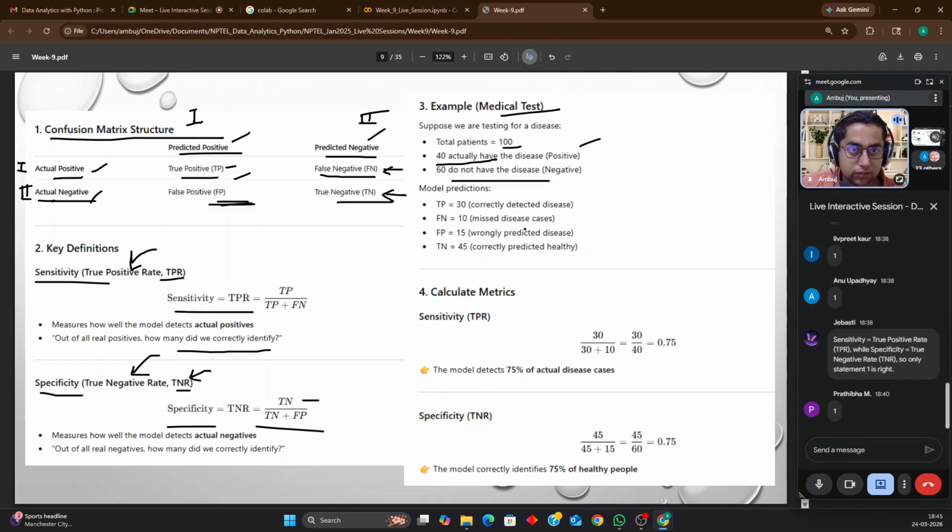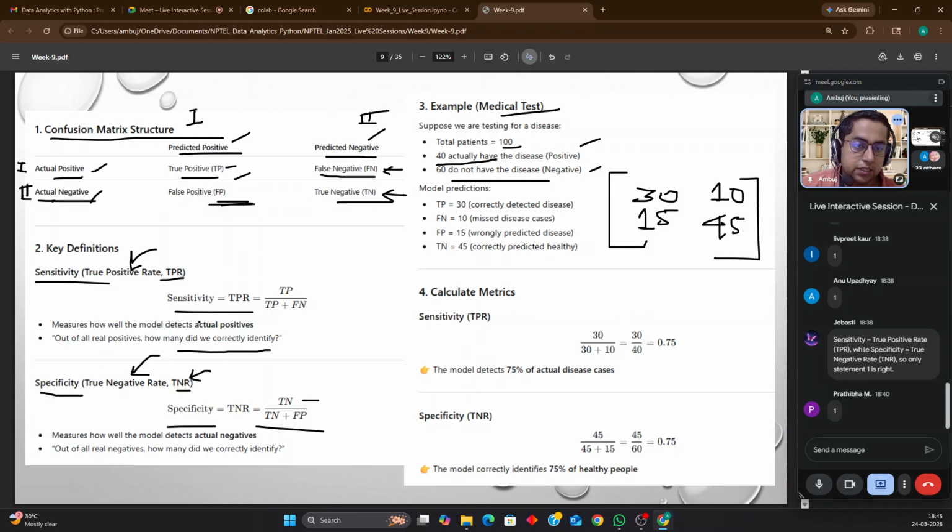60 do not actually have the disease, then it is negative. They are having the disease, it is taken as positive. Suppose a particular matrix has been provided to you such that 30 are true positive, 10 are false negative, 15 are false positive, 45 are true negative. For example, this is a particular confusion matrix that has been given to you.